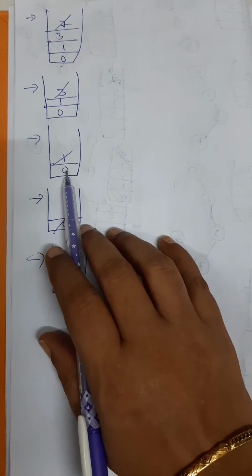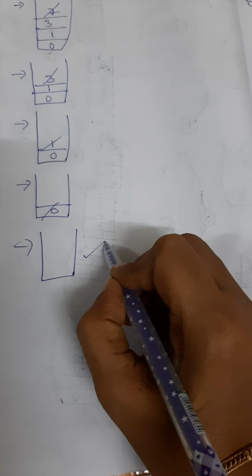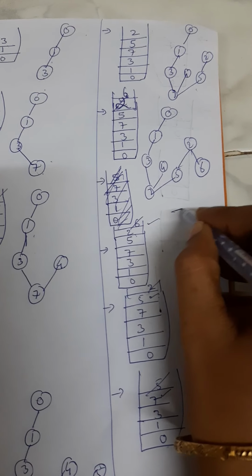So next you have is 0. 0's adjacent vertices are 1 and 2. Already visited, so pop out 0. Now the stack is empty. So now you have to stop. So this is our tree. This is our tree here.